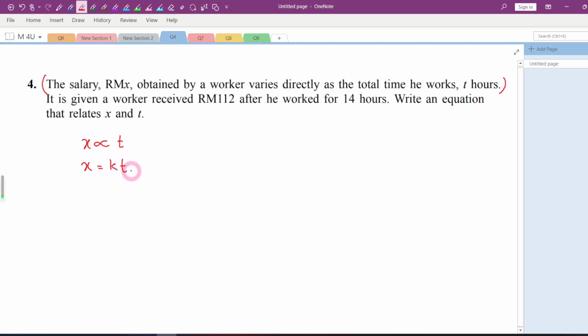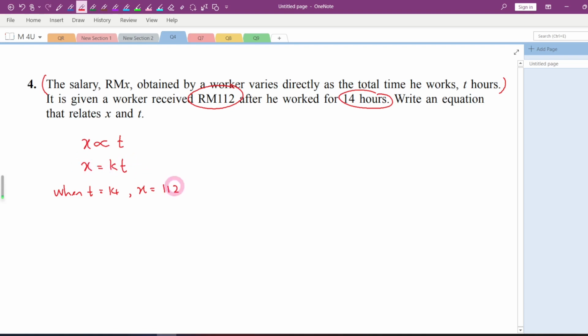What we need to do now is to get the value of K. Given by the question, when T is 14 and X is 112. If you want to write together with the units, hours, you can write hours. If you don't want, it's okay. So when T is 14, X is equal to 112. So what we need to do now is plug in the value of X and the value of T into this equation to get the value of K.